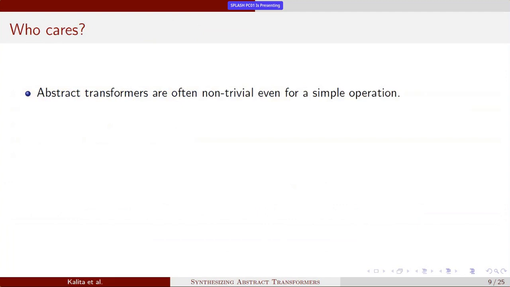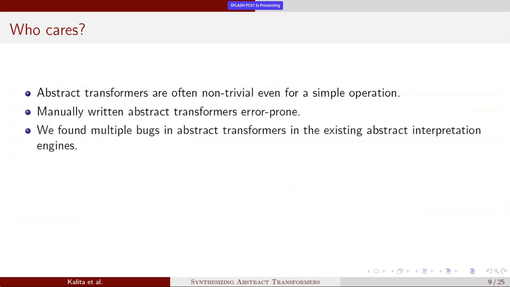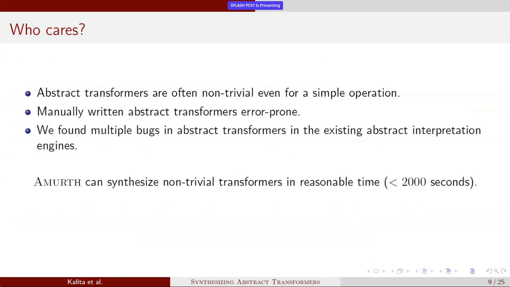Now, who cares? Why do we need to synthesize these things? Abstract transformers in an abstract interpretation engine are tricky to come up with. You have seen that even for a simple operation and a simple domain like interval, the operations are tricky. And manually written abstract transformers are error prone. Now you may ask, are you sure? Yes, we are, because we found multiple bugs in manually written transformers in the existing abstract interpretation engines.